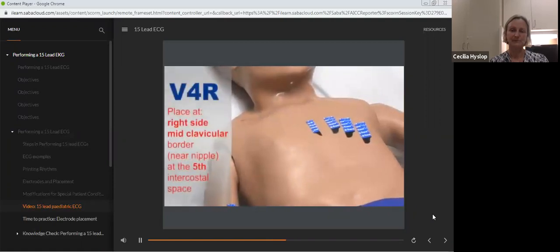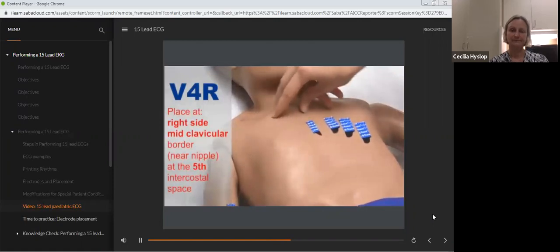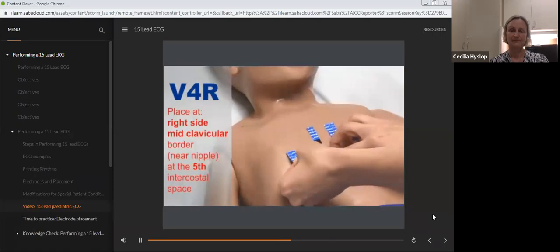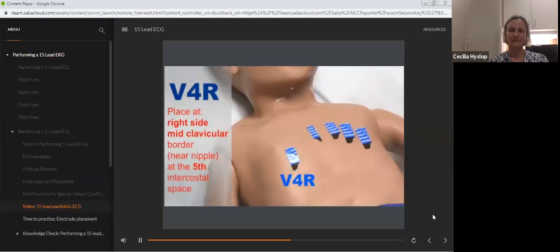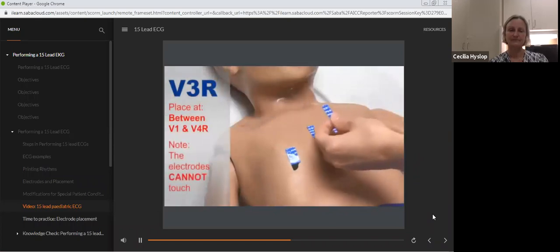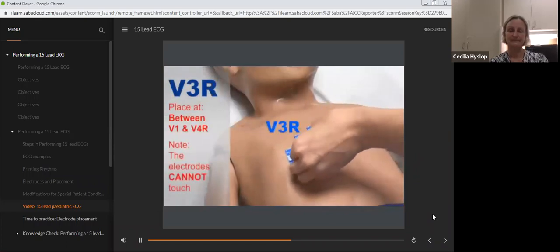V4R is the right-sided equivalent to V4. So on the right-hand side, mid-clavicular area, fifth intercostal space, V4R. V3R is placed in between V1 and V4R.